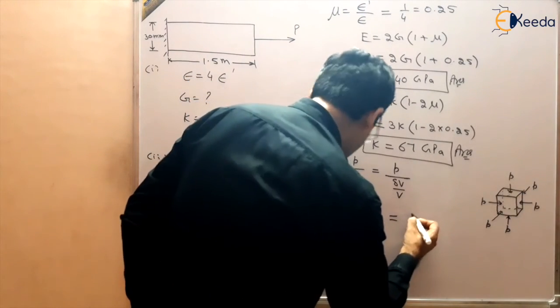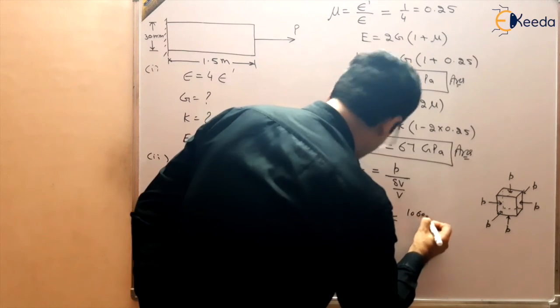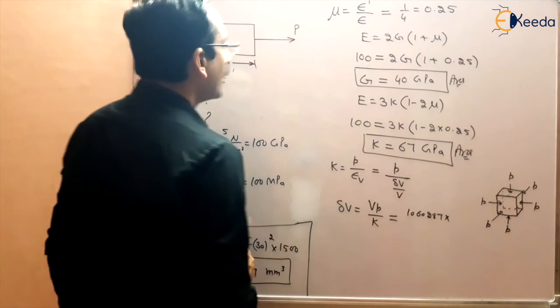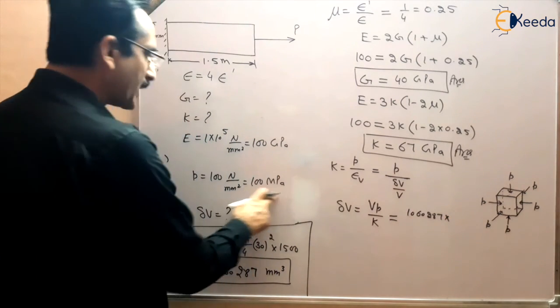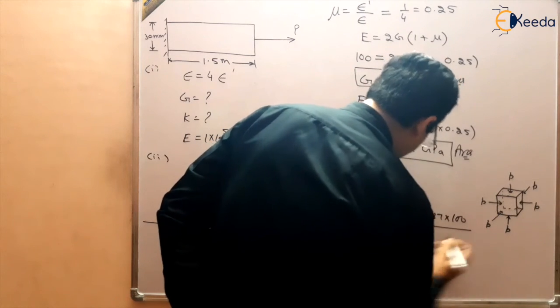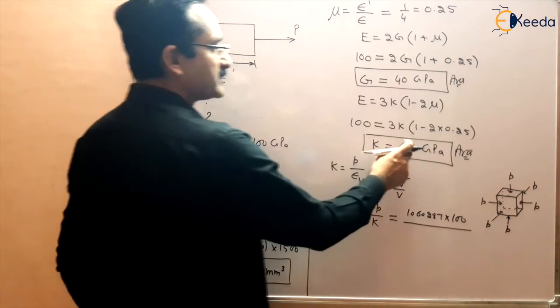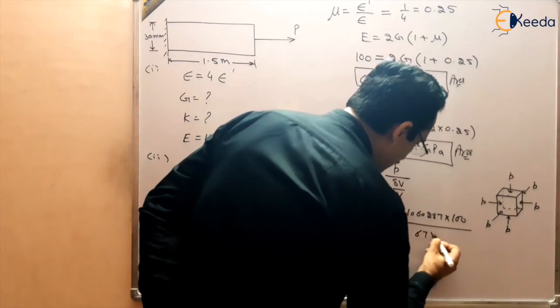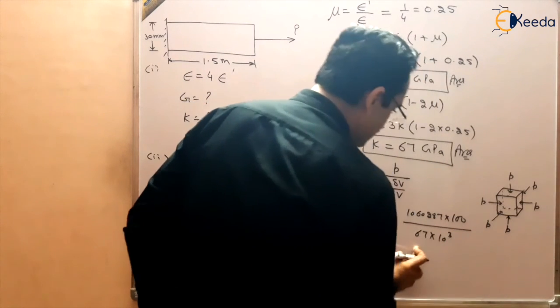So 1060287 multiplied by pressure. What is the hydrostatic pressure? This is 100 megapascal, so you can write 100 megapascal divided by bulk modulus. Bulk modulus is 67 gigapascal. You can convert it into megapascal, so 67 multiplied by 1000 will become megapascal.